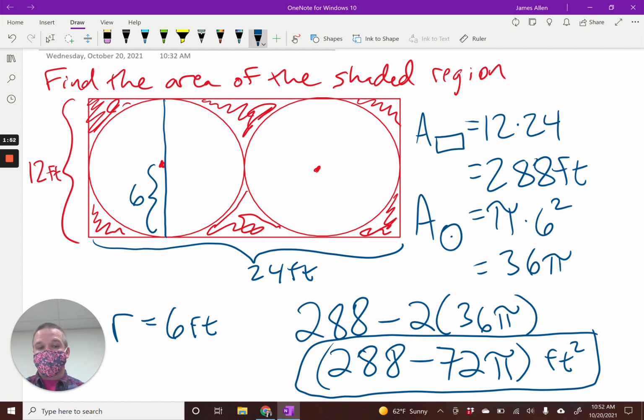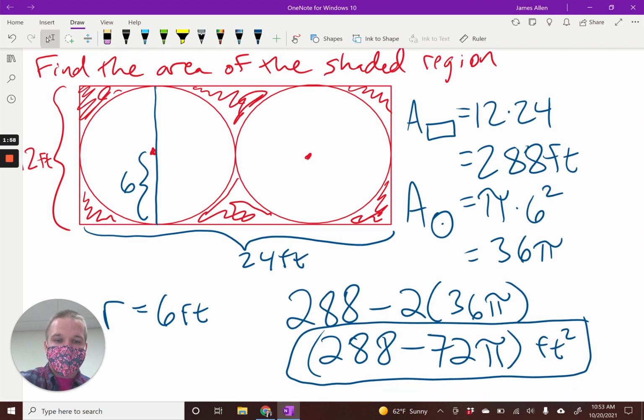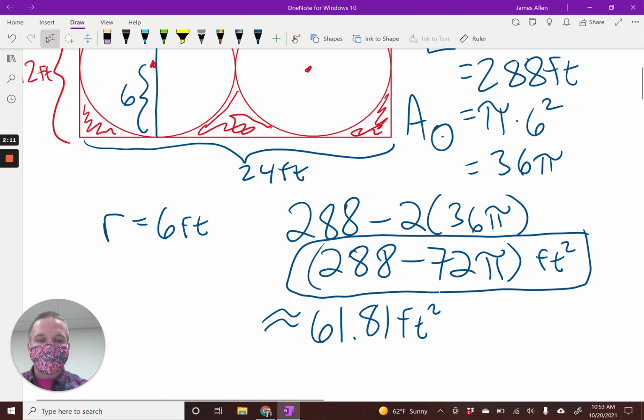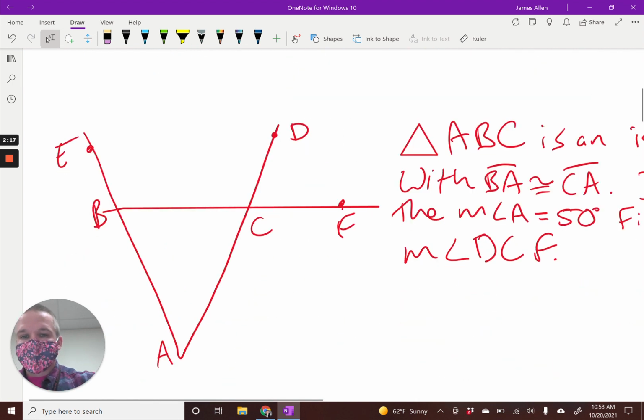If you wanted the decimal equivalent, 288 minus 72 pi in your calculator would give you about 61.81 feet squared. That would be your decimal approximation. That is not exact, but as for exact, in terms of pi, we are looking at the boxed answer there. If it said round to the nearest hundredth place, it'd be the one that I have below. All right, let's keep moving.